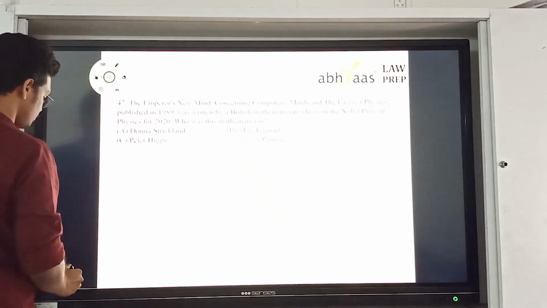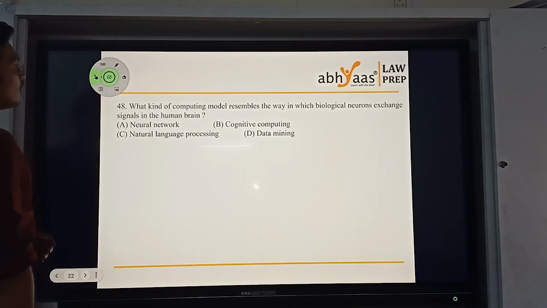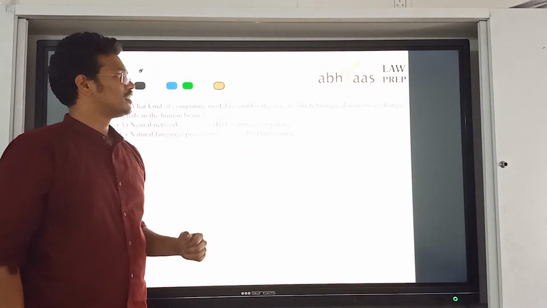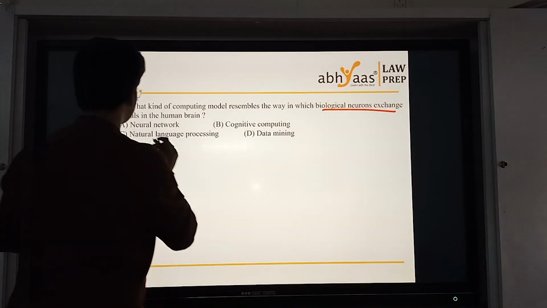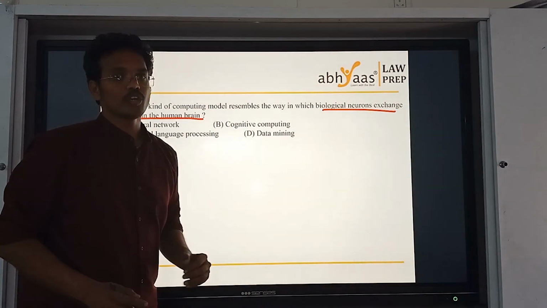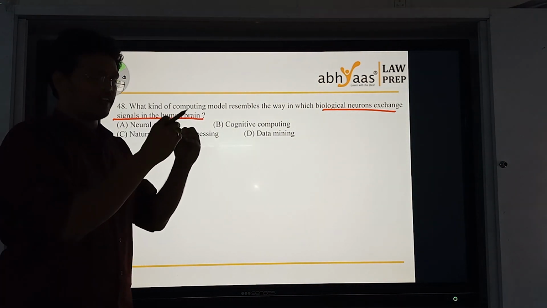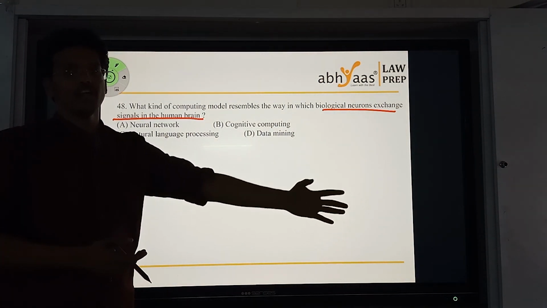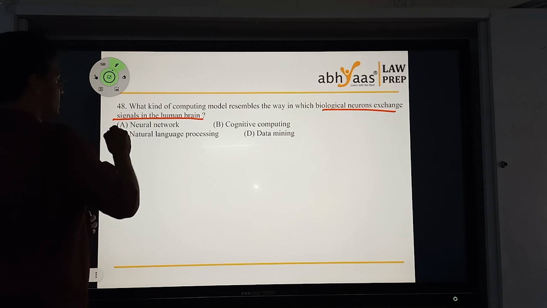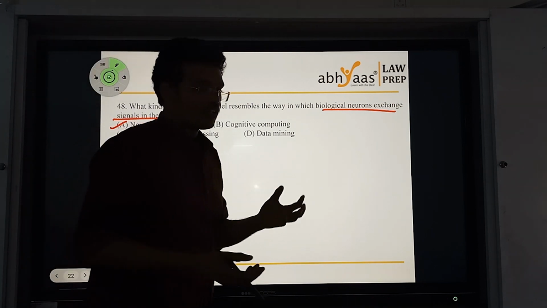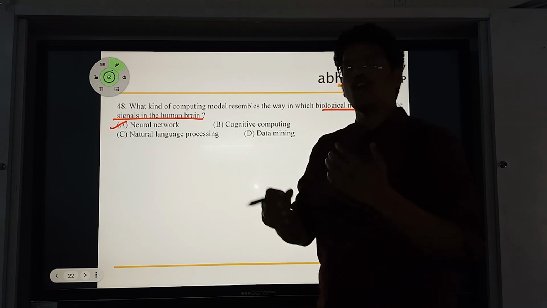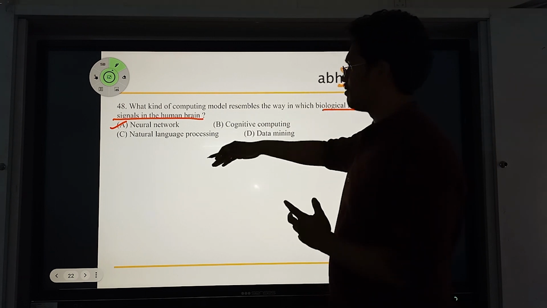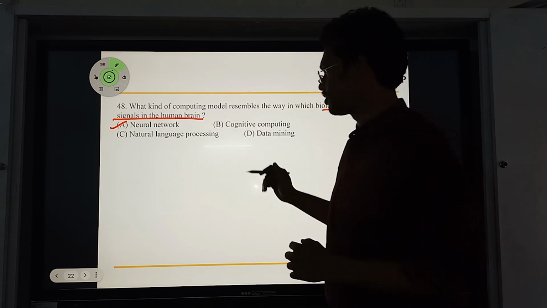Okay. Next. What kind of computing model resembles the way in which biological neurons exchange signals in the human brain? As I said earlier, supercomputers are designed to replicate human behavior. So what type of computing model is this? It is a neural network. Our brain generates a lot of programming, taking signals from all the body systems. In the same way, a computer will also do such work.